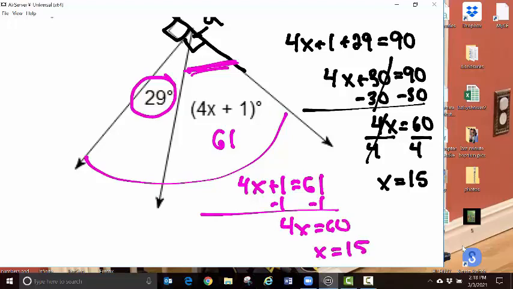So there are a few ways to do these. We're going to stop there. If you want to start 4.4, you can.